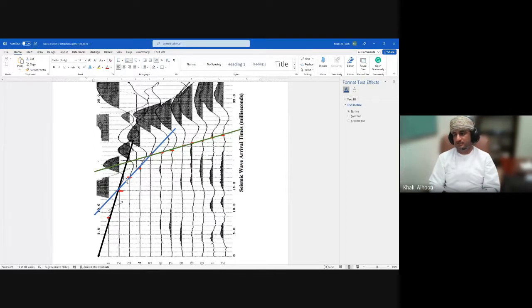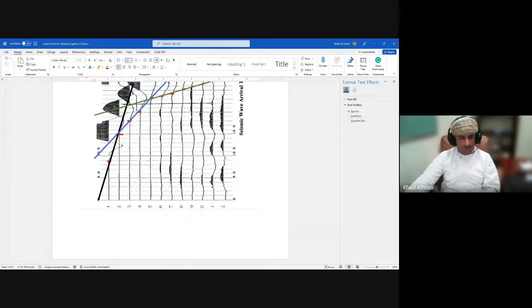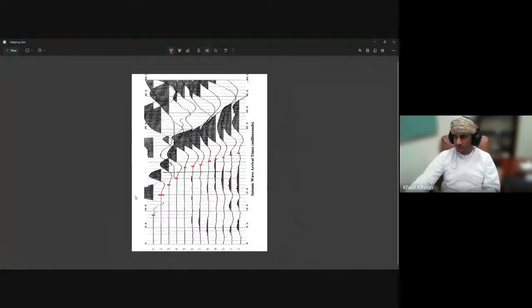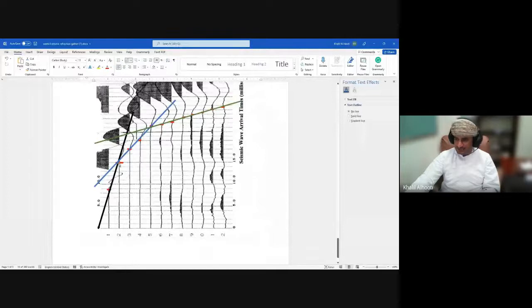So these two energies are basically from critical refractions. If you ask me where exactly is the critical distance, for this one, here is critical one. That's critical one. That's critical two. After this distance, the refracted energy from the third layer overcomes and becomes first, before the critical energy from the second layer.